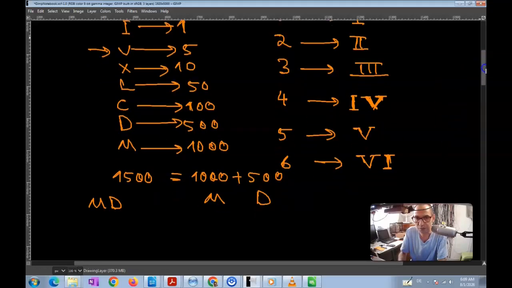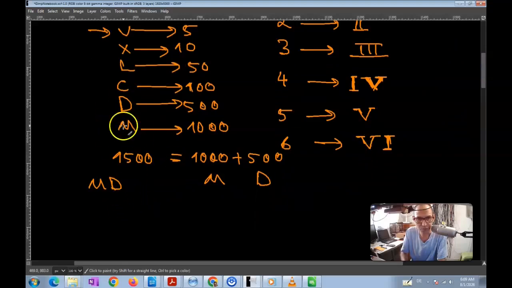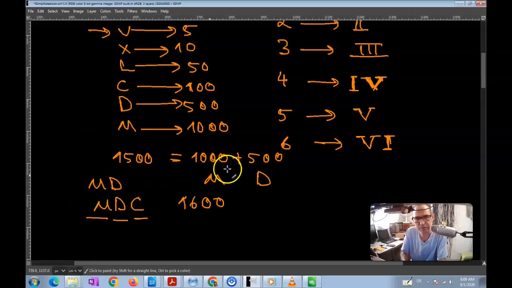Or, for example, 600 would most probably be, I might be wrong here because I'm not really very familiar with the system, but most probably it's going to be MDC. That would be essentially 1600, because that's 1000, that's a 500, that's a 100. 500 plus 100 is equal to 600, so that's 1600.